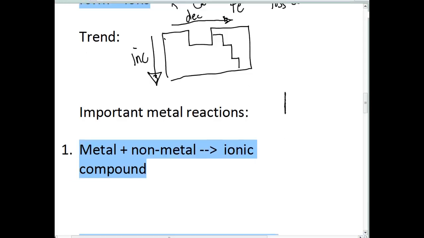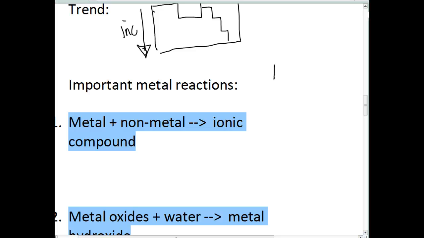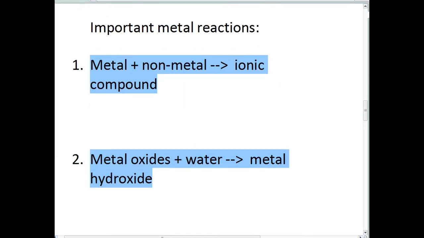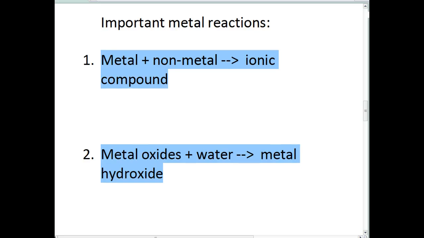Now, what we want to talk about now are some important reactions that are associated with these metals. I'm going to talk about basically 3 different types of reactions today, and I'm going to give you some examples of each one of these. You'll need to know how to do these and how to apply them to any other reaction or compounds, essentially.